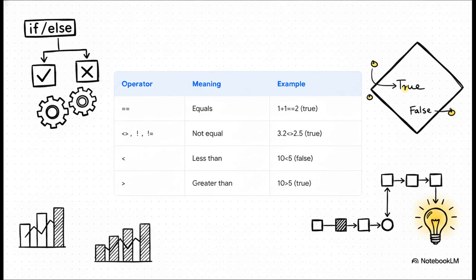But to actually make that decision, the computer needs a test, right? We use relational operators to create those tests. I'm talking about things like equals, does not equal, or less than. So for example, if we ask if 10 is less than 5, well, that obviously evaluates to false. It's these simple mathematical tests that generate that absolutely vital true or false value whenever we hit a crossroads.